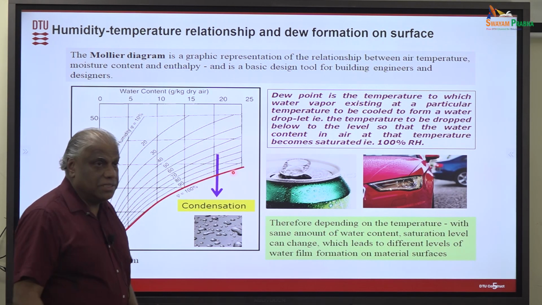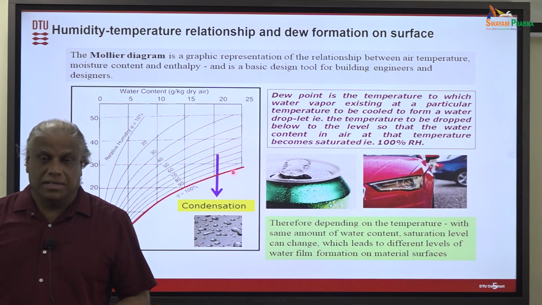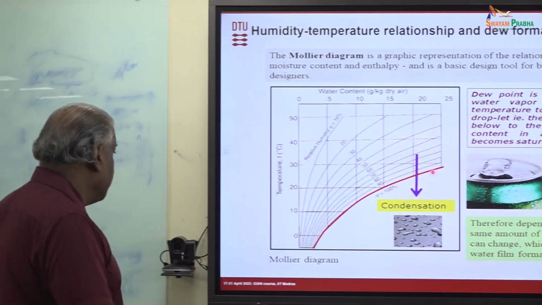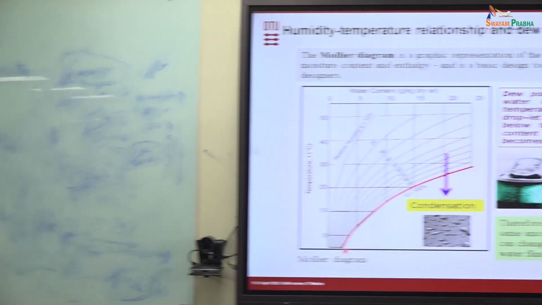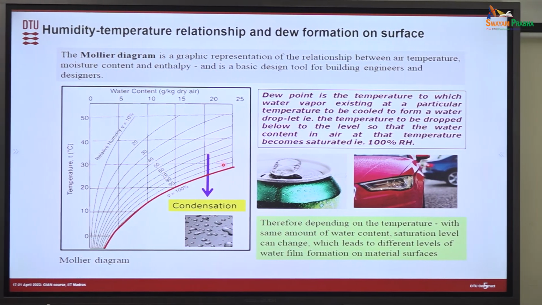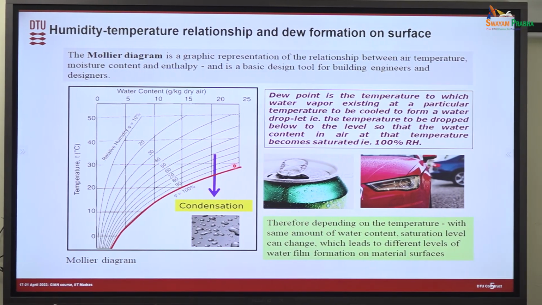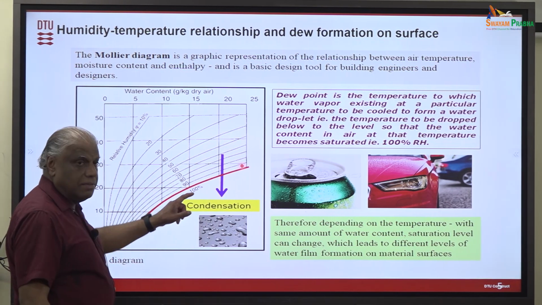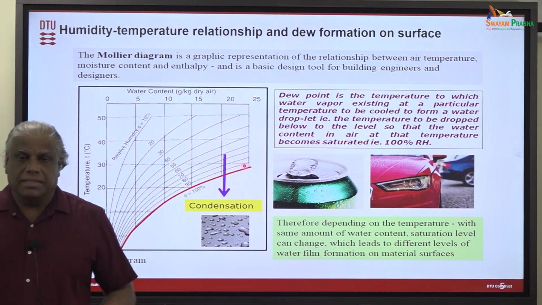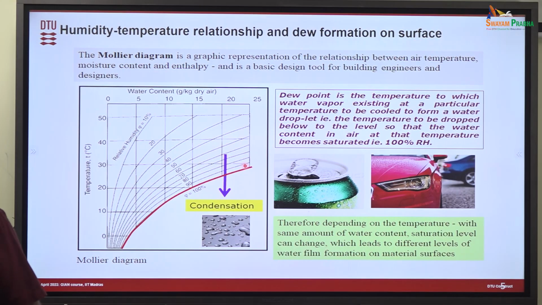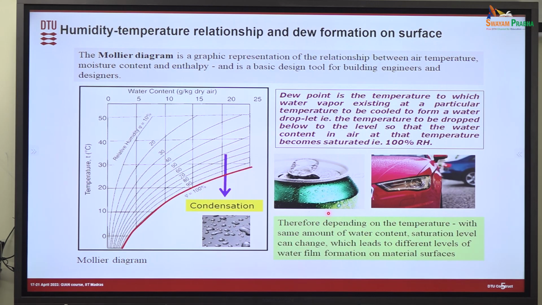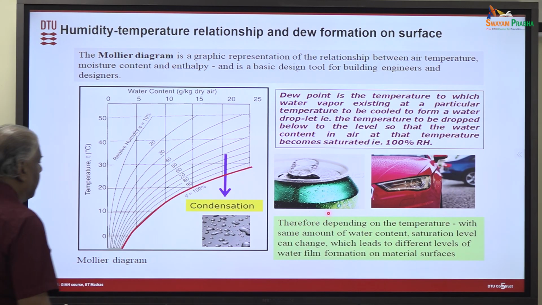Once you cross the saturation value, the air cannot hold any more water, right? So this curvature shows that at any humidity level and temperature below this curvature, the humidity level is equal to 100%, which means that the air cannot hold any more water, and the water will be released as condensation. That is how we get the condensation. So whenever the humidity level is close to 100%, we get condensation.